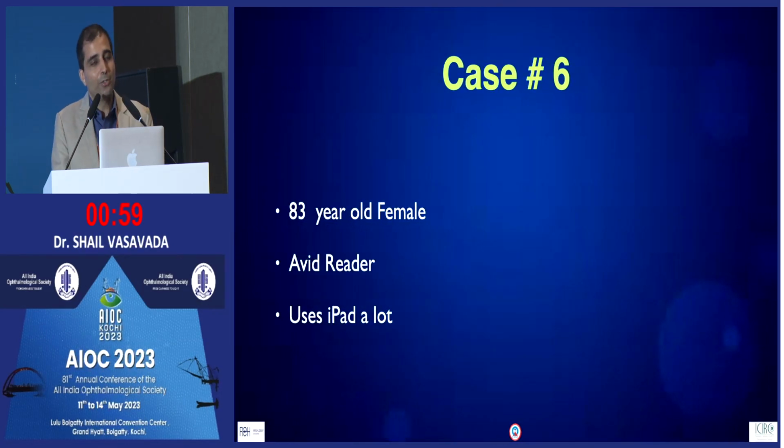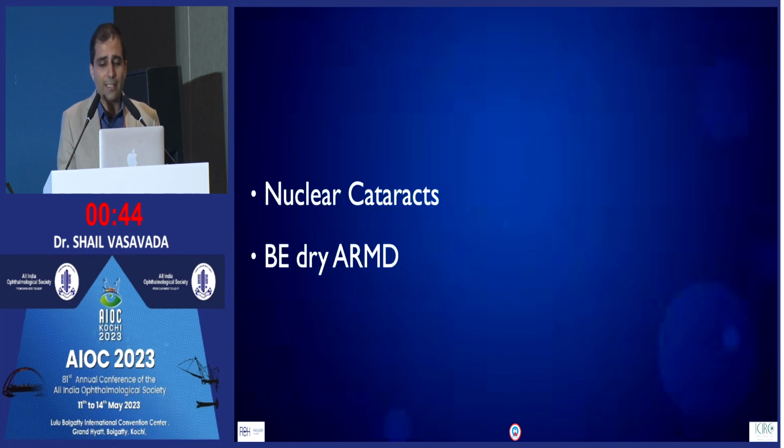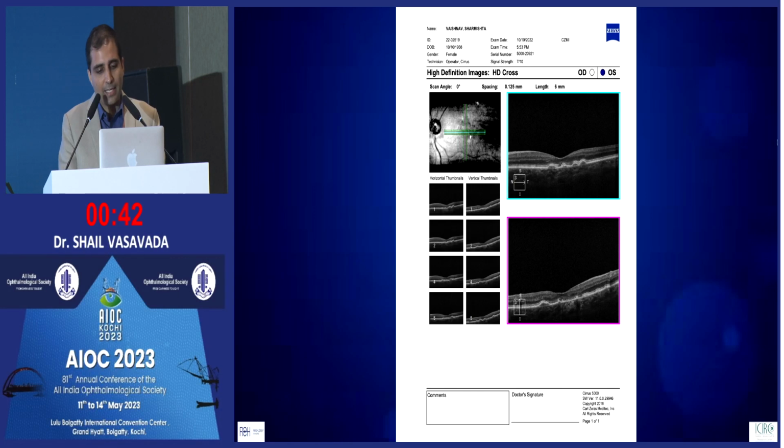Another 83-year-old, very healthy, no diabetes, no hypertension, and she stays 9 months out of 12 in Canada with one of her sons, and 2-3 months she comes here to her daughter. She uses an iPad a lot in Canada. Nuclear cataracts, and unfortunately she has dry ARMD in both eyes. She would love to be spectacle independent because that's the only thing that she does at home. But she has drusen, so therefore trifocals were out of the question.